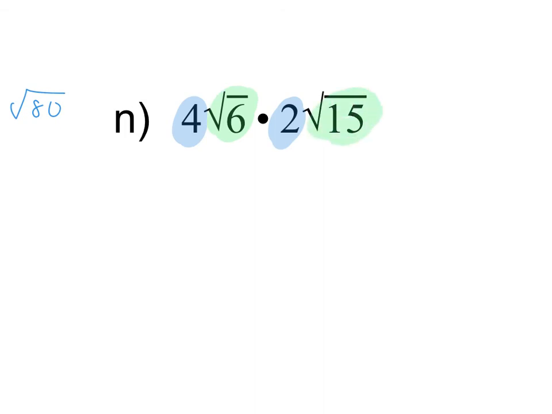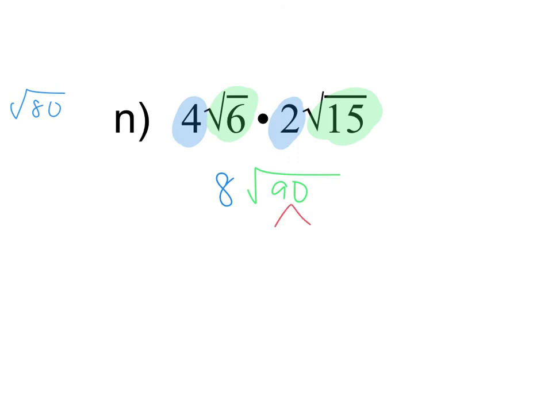So 4 times 2 would give you 8. And then, because it's a square root, the square root of 6 times the square root of 15. What is 6 times 15? I believe it is 90. So 90. Okay, now double check. Now can we simplify the square root of 90? Yes, I'm sorry to say that we can.